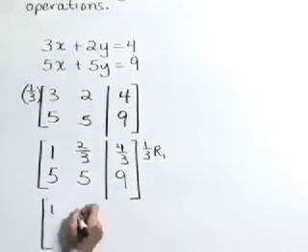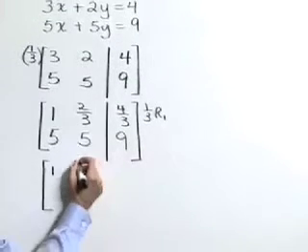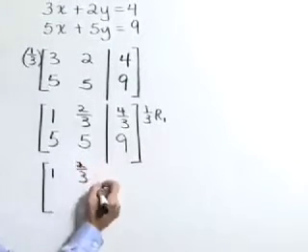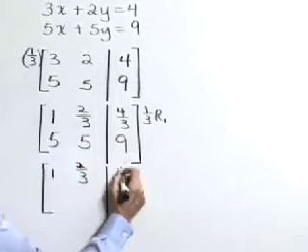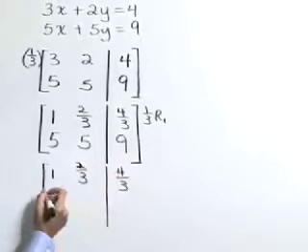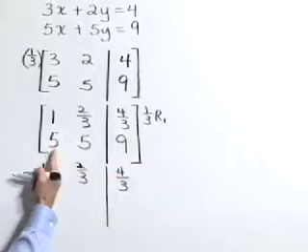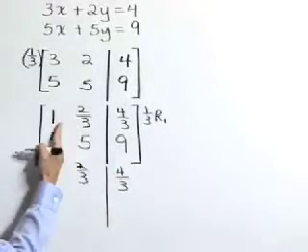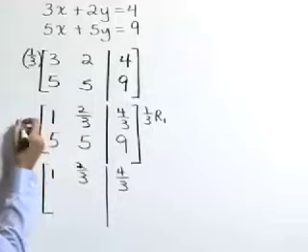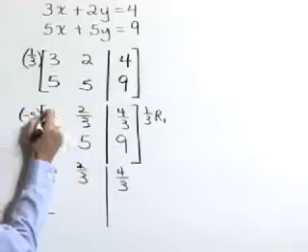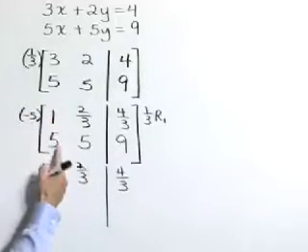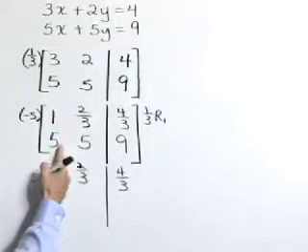I'm going to rewrite row 1, 1, 2/3, 4/3. Now, we'd like to get a 0 in this location where the 5 is. Let's work off of our 1, multiplying row 1 through by -5 and adding it to row 2 to get this 5 to cancel. Here we go.